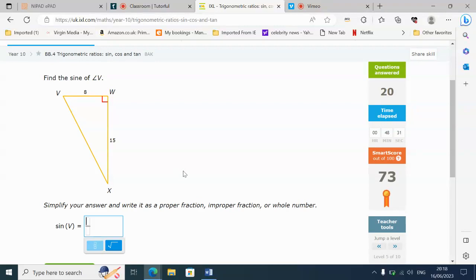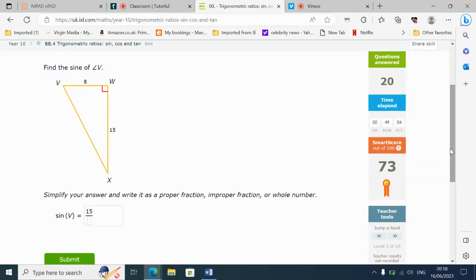Okay, because sine is opposite over hypotenuse. So opposite is 15. Hypotenuse is missing, so we need to find it out. So we would do b squared minus... no, we wouldn't. It's Pythagoras' theorem. I was about to say Hippocrates' theorem. Pythagoras' theorem: a squared plus b squared equals c squared.